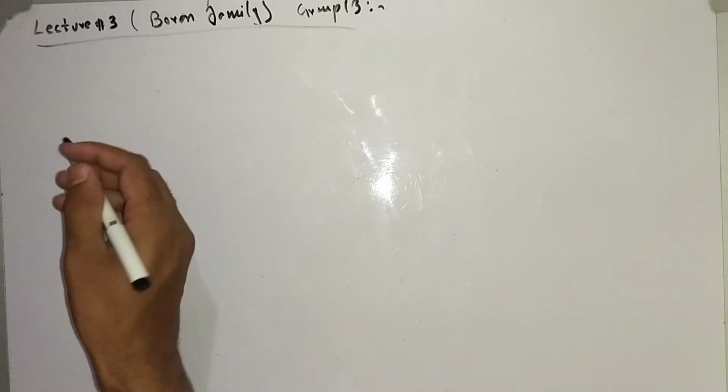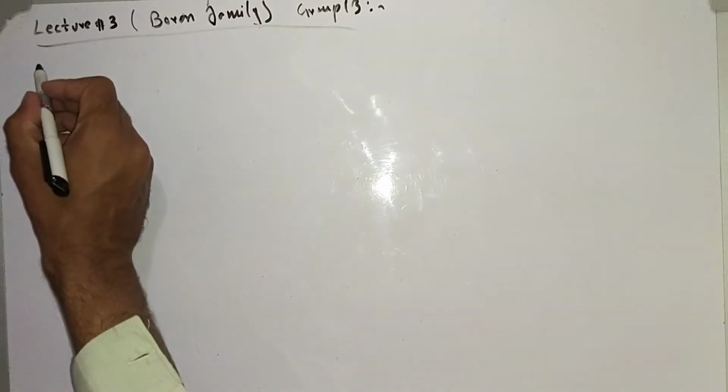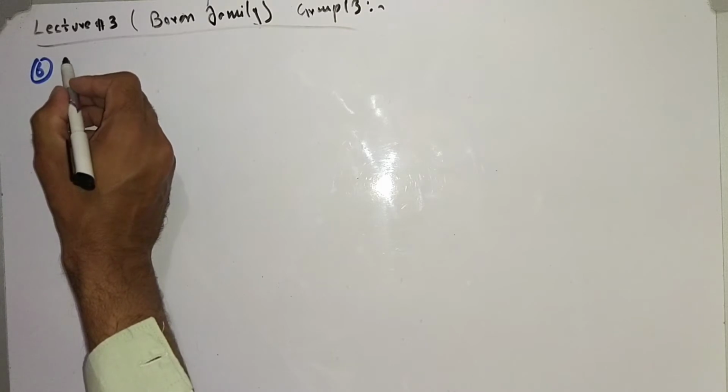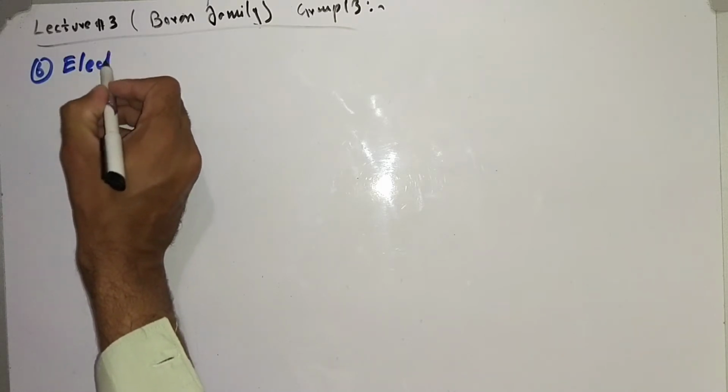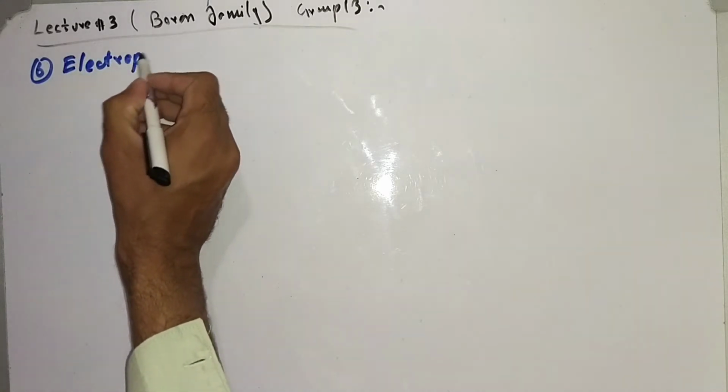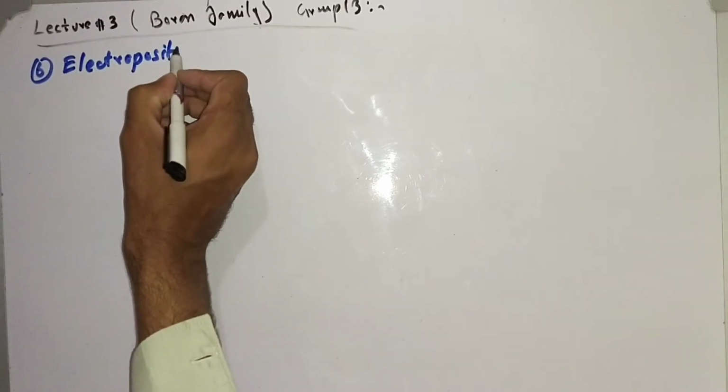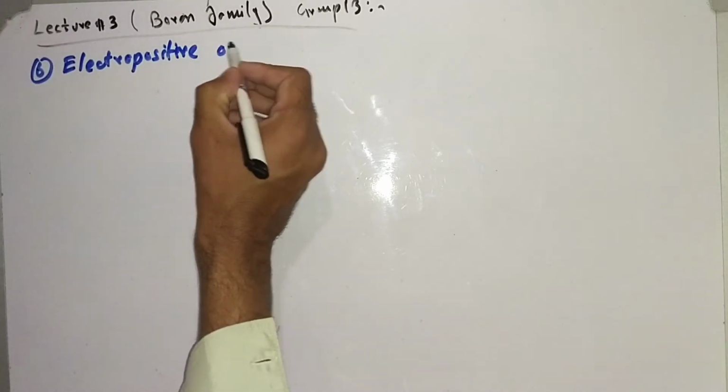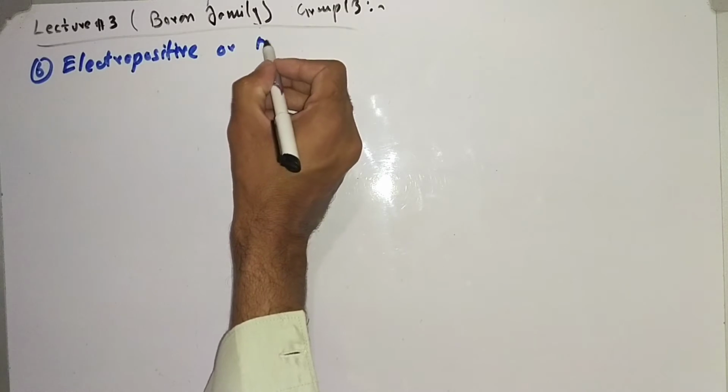In the previous two lectures, I already explained a few general characteristics of the boron family, but today I will be explaining further characteristics of the boron family. First, the electropositive character, or you can say the metallic character, of the boron family.